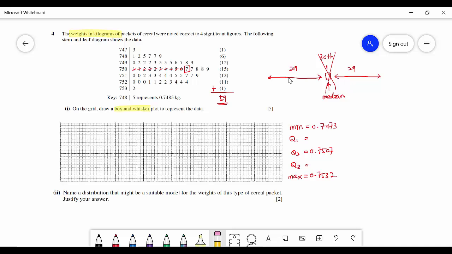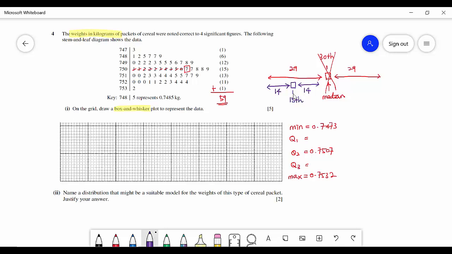For 29 data, you can imagine separating it to become 14 in front, then you have one value in the center, and after that you should have another 14 at the back, so that 14 plus 1 plus 14, total they are 29. Which means this one value here will be the center location of the first 29 data. So this center location is actually the 15th value.